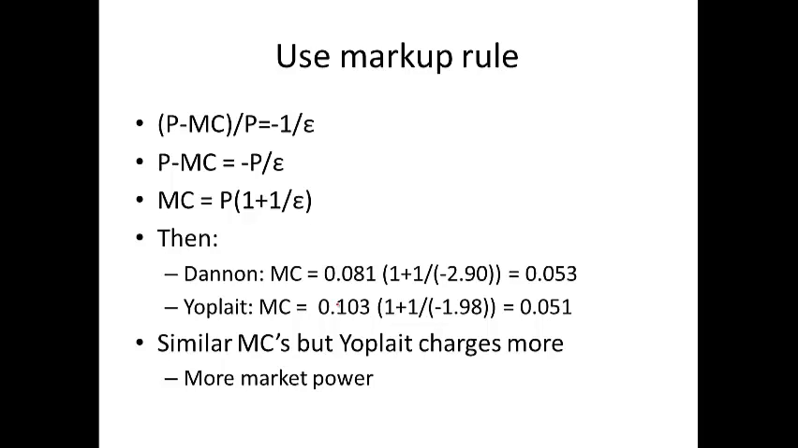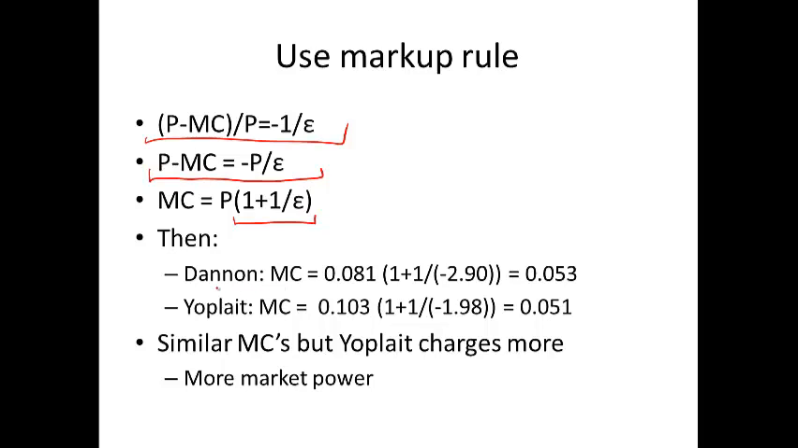So let's use the markup rule. The markup rule, as we first learned it, can be written this way. What we can do is flip things around. So P minus C, if we multiply both sides by P, P minus C equals minus P over epsilon. Then if we isolate MC on the other side, we end up with MC equals P times the quantity 1 plus 1 over epsilon. So let's use our derived elasticities and just solve these formulas.